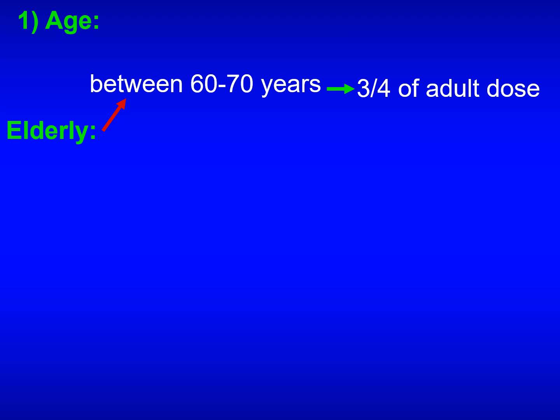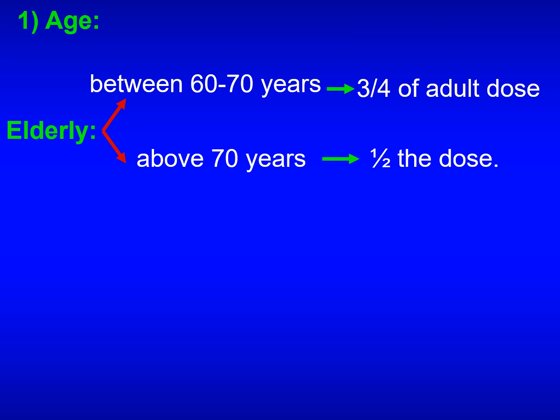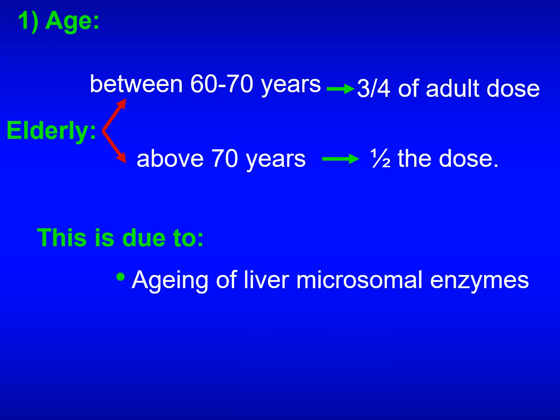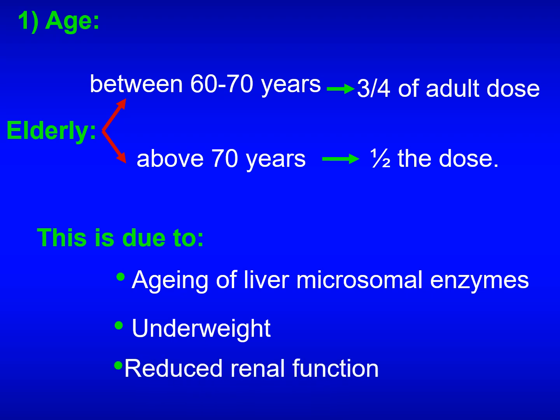In elderly, between 60 and 70 years, give 3/4 adult dose. Above 70, give 50% adult dose. Dose is reduced in elderly due to aging of liver microsomal enzymes, underweight, reduced renal function, and in elderly there is increased fat and decreased water.